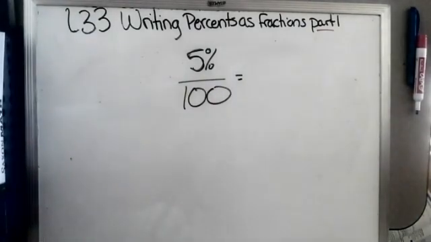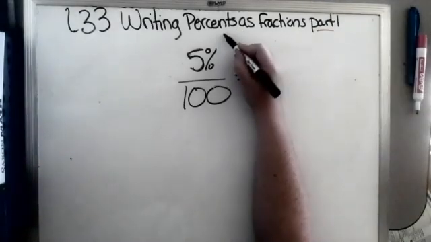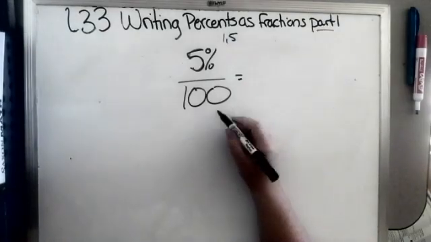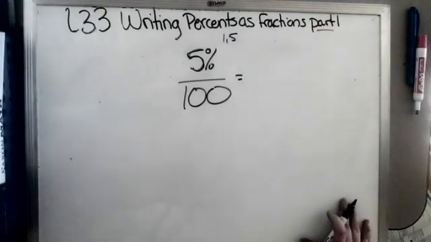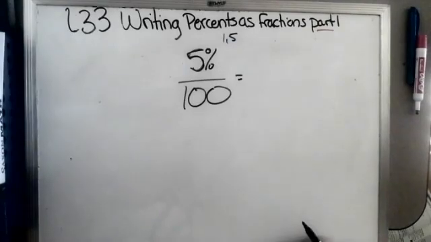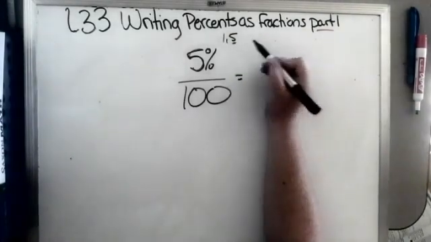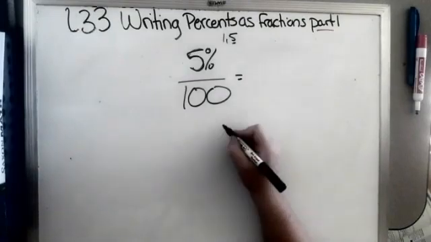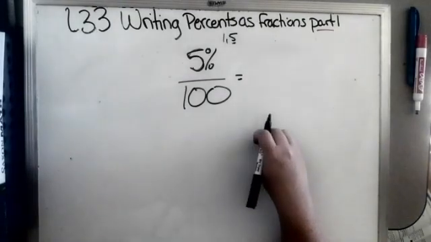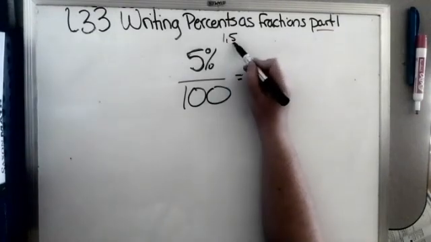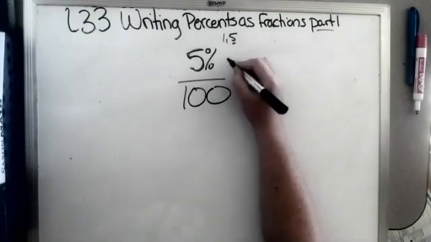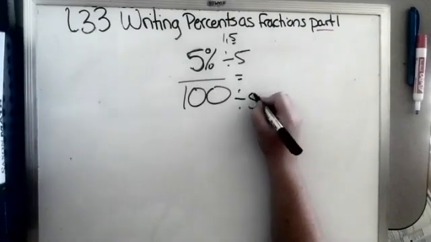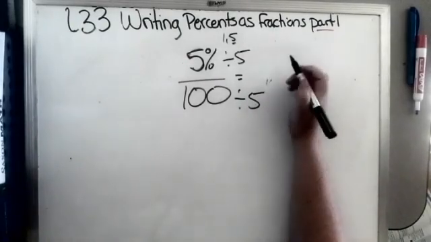Now, if you remember doing lowest terms from a previous lesson, you know that we need to find the greatest common factor, and we need to divide by the greatest common factor. Now, 5 is a prime number, 1 and 5. For 100, I don't need to list all the factors. I just know, hopefully, from my times tables knowledge that 100 is a multiple of 5. I know this because all multiples of 5 end in a 0 or a 5. So because it ends in a 0, I know it's going to be a multiple of 5. So I'm going to divide the top by 5 and the bottom by 5, and I'm going to get my lowest terms.